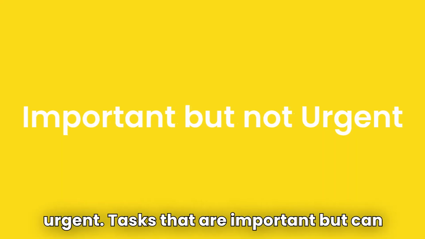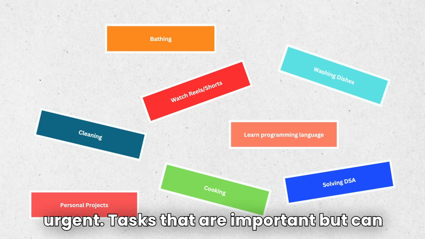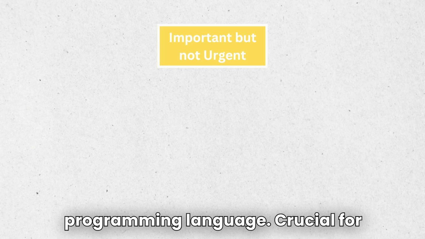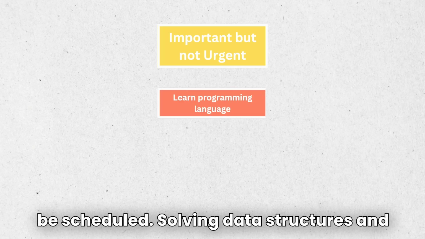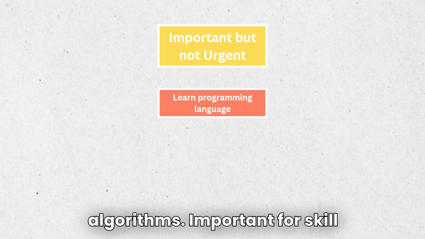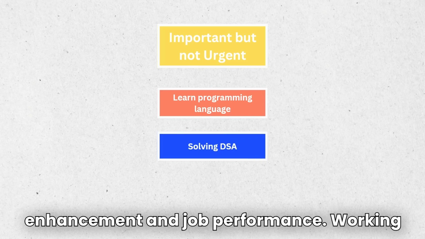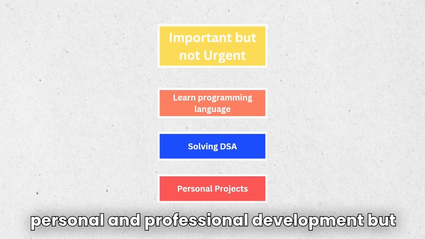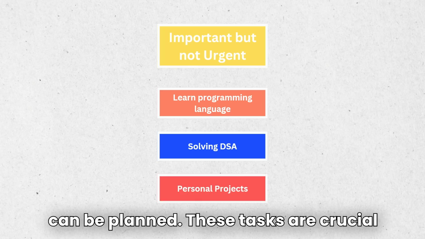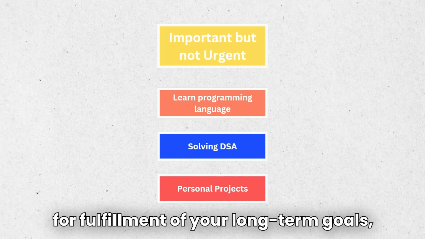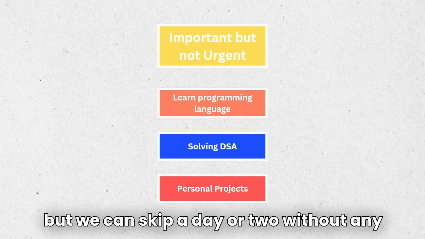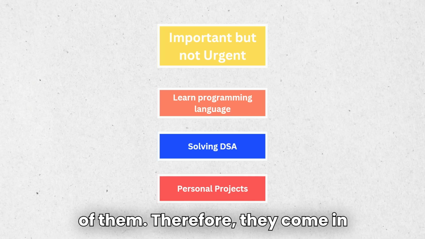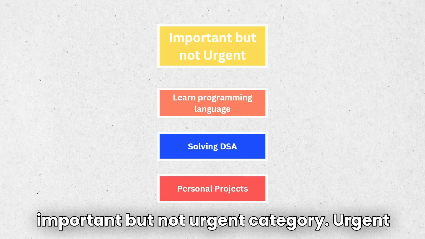Important but not urgent. Tasks that are important but can be scheduled for later. Studying any programming language, crucial for professional growth but not urgent so can be scheduled. Solving data structures and algorithms, important for skill enhancement and job performance. Working on personal projects, important for personal and professional development but can be planned. These tasks are crucial for fulfillment of your long-term goals, but we can skip a day or 2 without any of them. Therefore they come in the important but not urgent category.